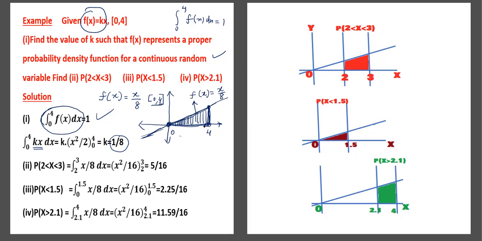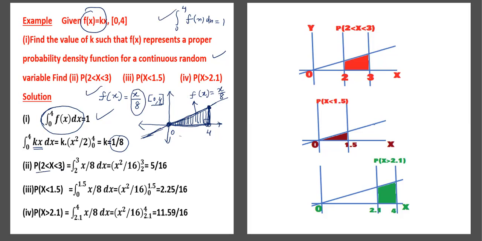Here you can find the area and you can check whether the area is 1 or not, because this is a triangle. You can always find the area. You find the intersection, you find the height and base, half into base into height, you can do that. But we have integration already. So we integrated and we found this k. So finally we got the density function.